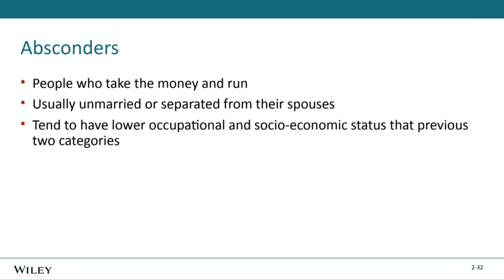And then we have the absconders. These are people who just take the money and run. Demographically, usually unmarried or separated from their spouses, tend to be in the lower occupational and socioeconomic status of the previous two categories. Especially if they take the money and run and don't have, say, a lot of those things that someone higher up might have that makes you traceable. They could be found. You can just sort of blend into the woodwork and you're gone.